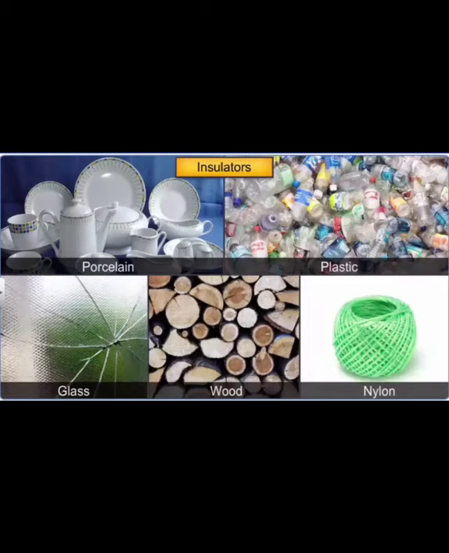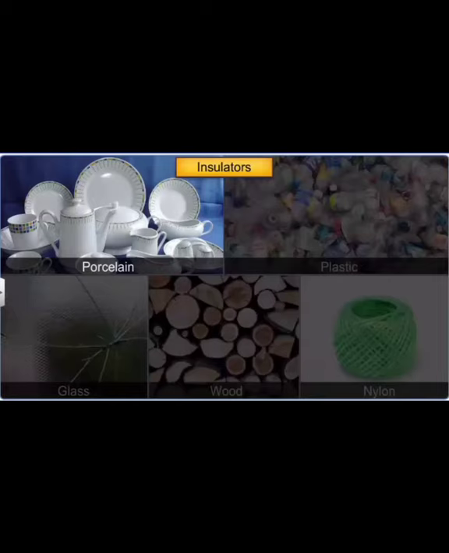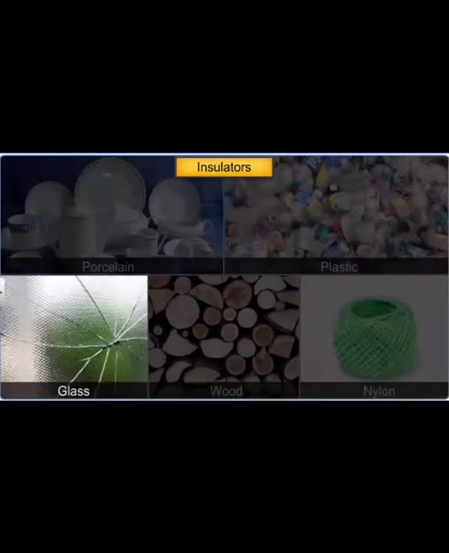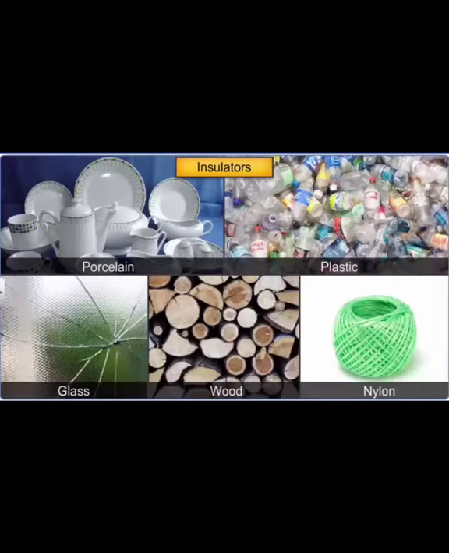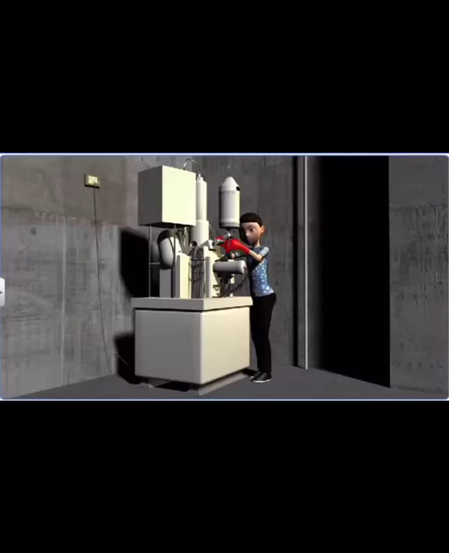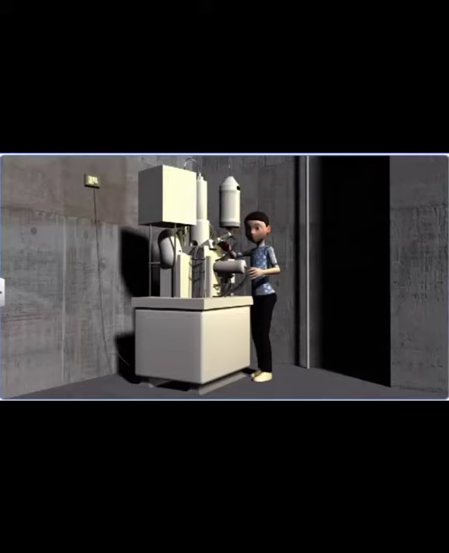Such materials are called insulators. Non-metals such as porcelain, plastic, glass, wood and nylon are some of the best insulators. It is advisable to wear rubber footwear or gloves or stand on a wooden platform while handling electrical equipment, since they are insulators and protect us from the harmful effects of the electric current. In the absence of the gloves, any leakage in the current from the electrical equipment is transferred through the body to the earth, and this is known as grounding or earthing.